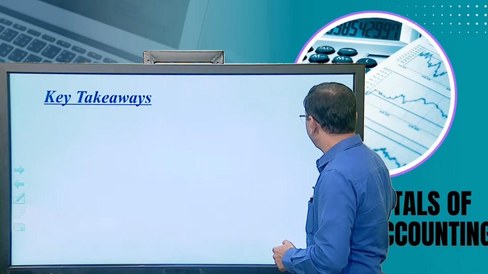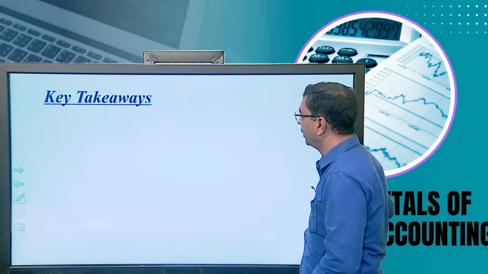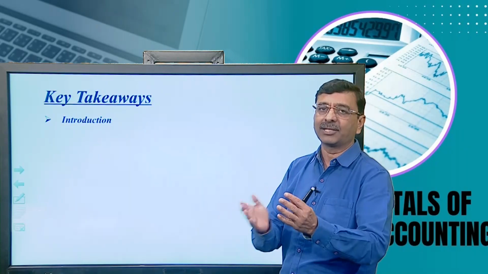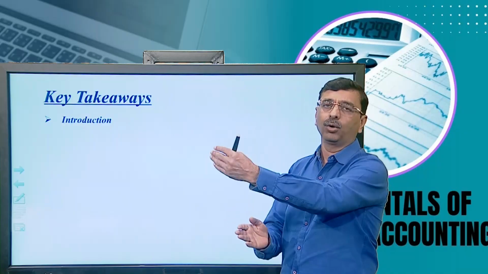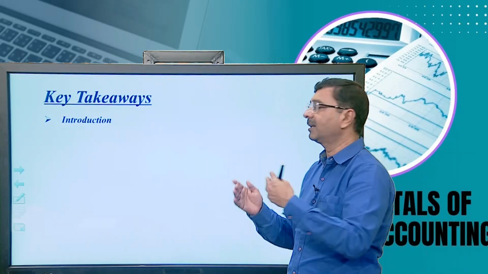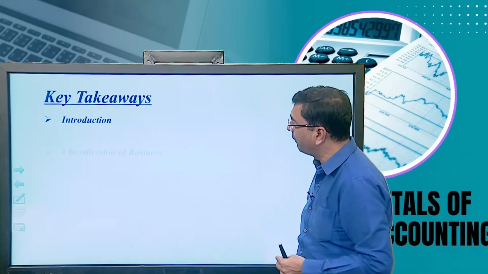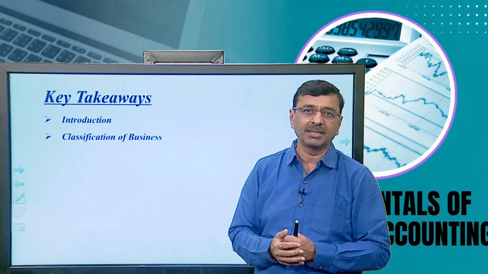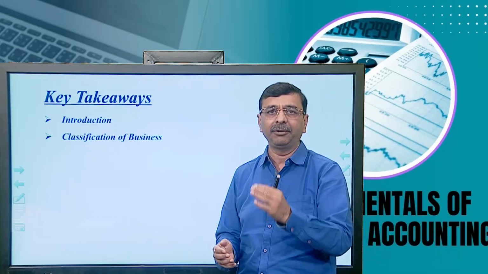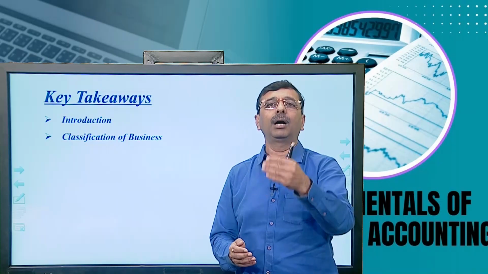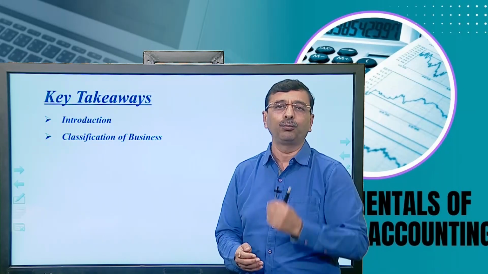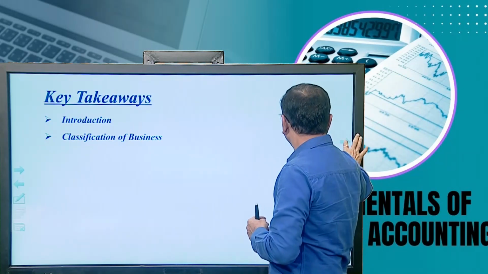Here are the key takeaways in this particular chapter. We are going to discuss what the dual effect is, how the dual effect applies to transactions, what kind of transactions there are, and how many effects the transactions have. Then the classification of business: different kinds of business have different kinds of activities, and in that way we see how a business activity applies twofold effects in the books of accounts.